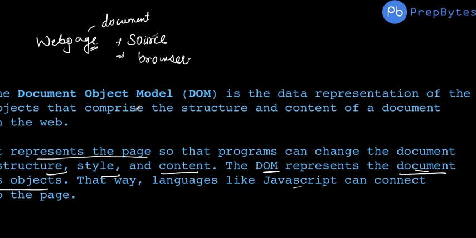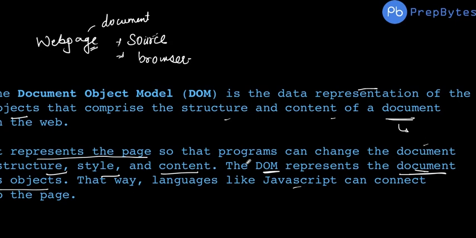We will try and understand what objects are, but for now, just understand that the Document Object Model, or DOM, is just the representation of the objects that comprise the structure and content of our document on the web. Basically, document here is a web page. So it will just represent the web page as objects. And why does it represent such objects? The agenda is that languages are able to connect to these objects and they are able to change the document structure, styling, and content.